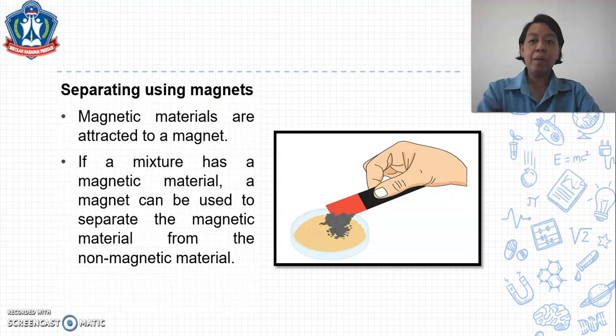Another one is separating using magnets. Magnetic materials are attracted to a magnet. If a mixture has a magnetic material, a magnet can be used to separate the magnetic material from the non-magnetic material.